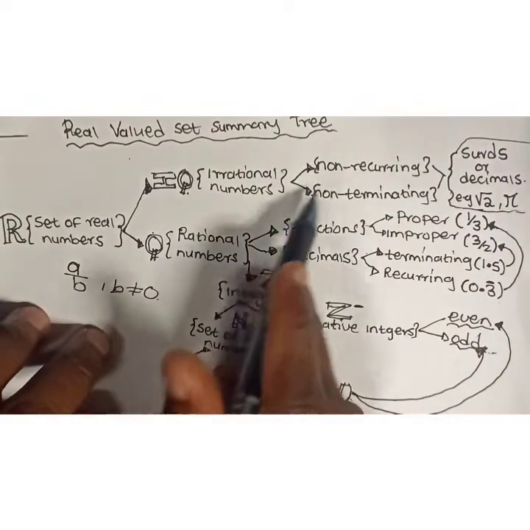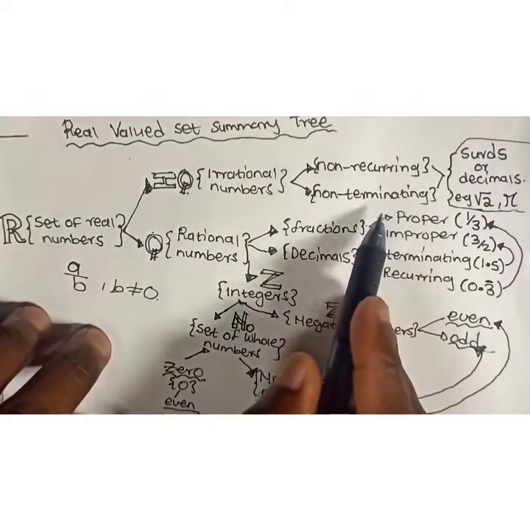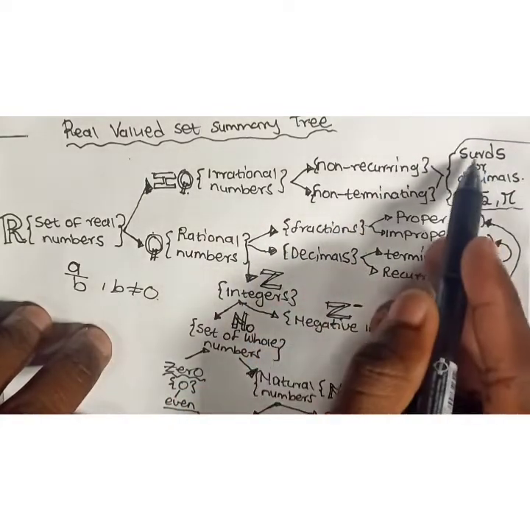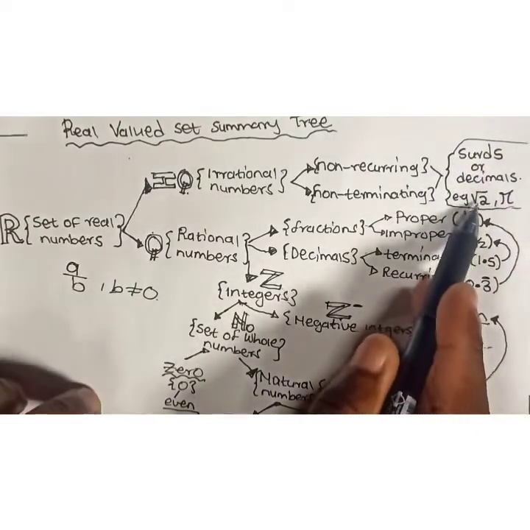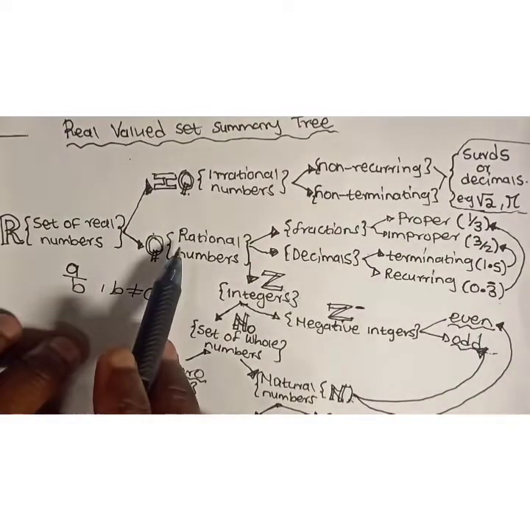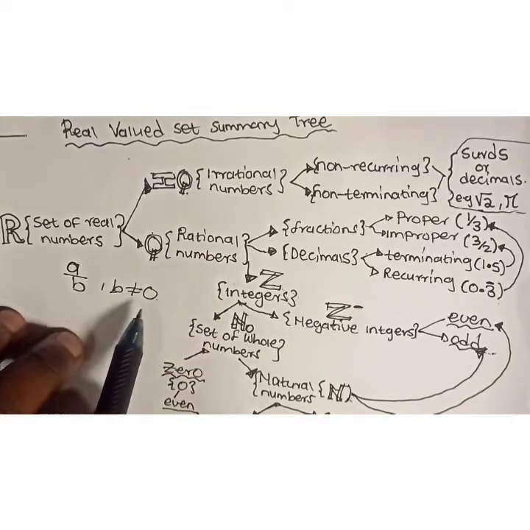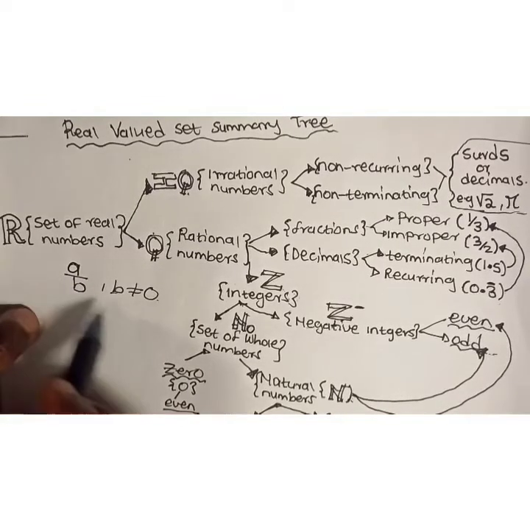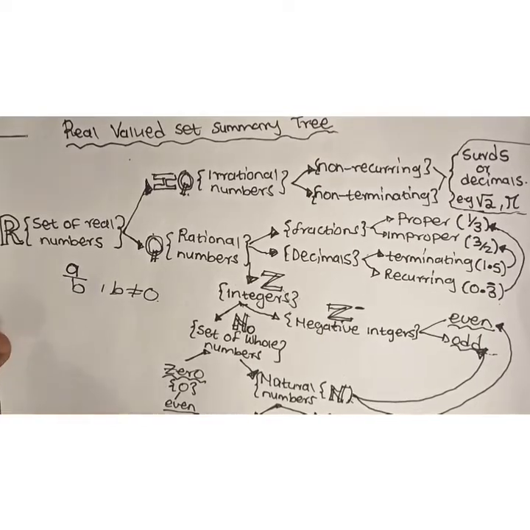Under irrational numbers, we have non-recurring and non-terminating numbers, which cannot be expressed in fraction form, can only be expressed either in surds or decimals. Examples can be square root of 2 or pi. And the set of rational numbers is a set of numbers that can be expressed in a fraction form, a over b, where b is not equal to 0, where a and b are just integers.